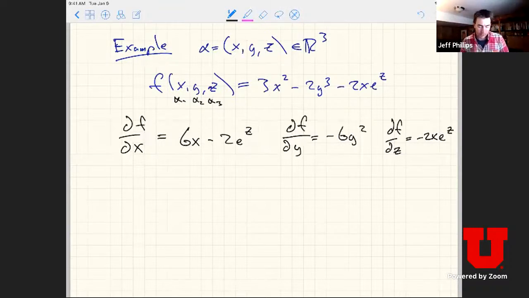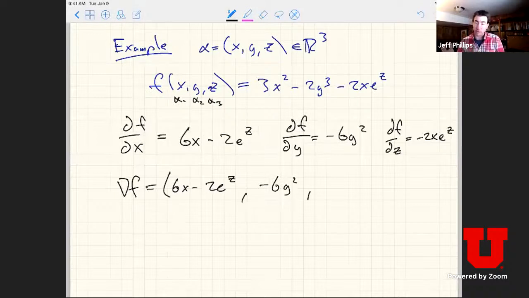And so that means that nabla f is going to be equal to the derivative with respect to x, 6x minus 2e to the z, comma, minus 6y squared, comma, minus 2x e to the z. Again, this is a function, a function to three-dimensional space.